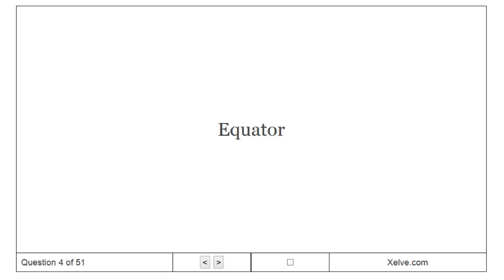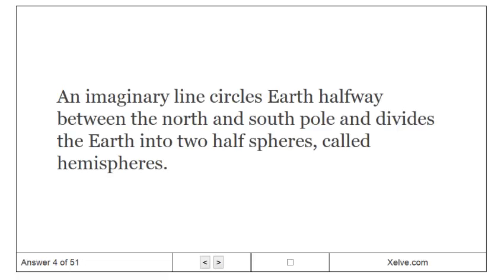Equator. An imaginary line circles Earth halfway between the North and South Pole and divides the Earth into 2 half-spheres, called hemispheres.